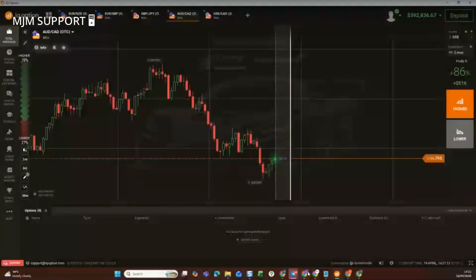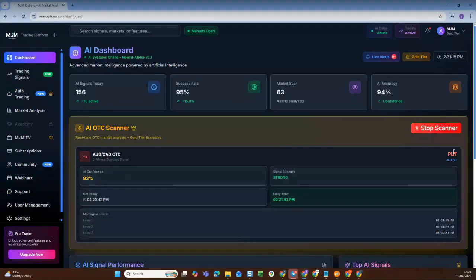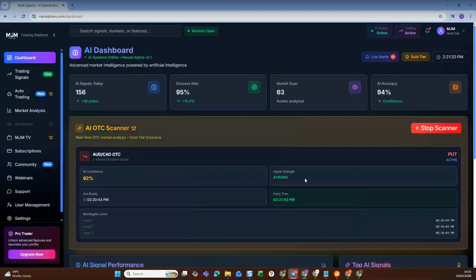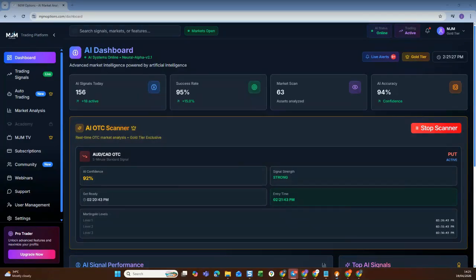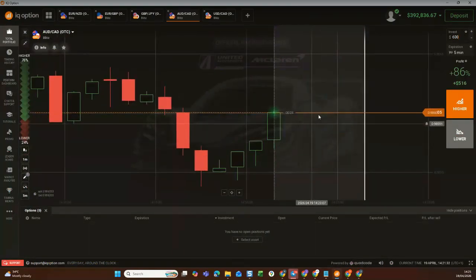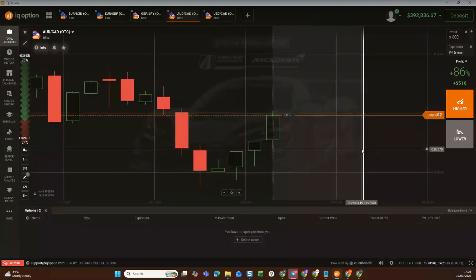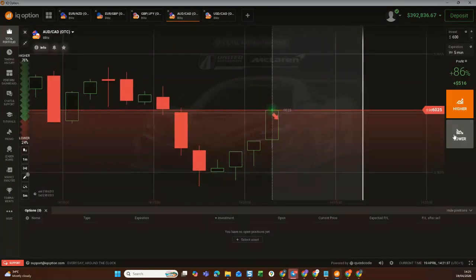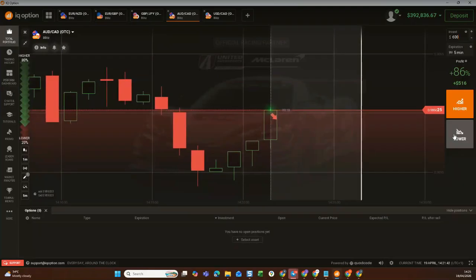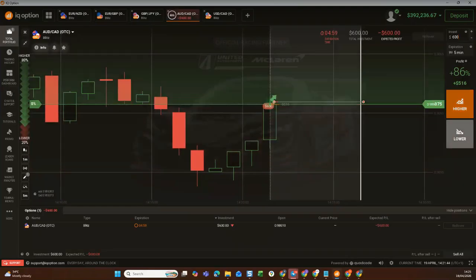Then the next thing we have here is the direction, which is put. Put means sell. So we are selling. And what time are we selling? We are selling at 2:21:43. We have about 10 more seconds. 34, 35, 36, 37, 38, 39, 40, 41, 42, 43. So sell now, guys. Sell now.